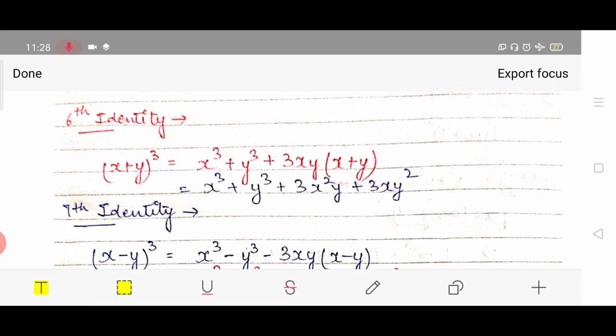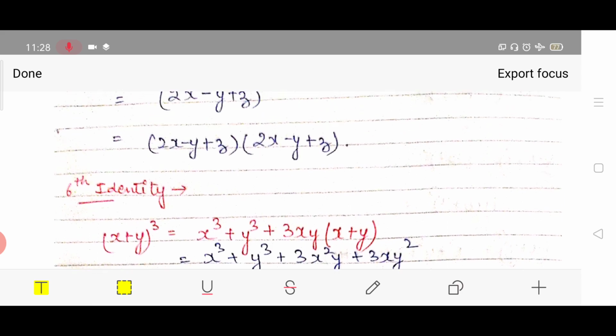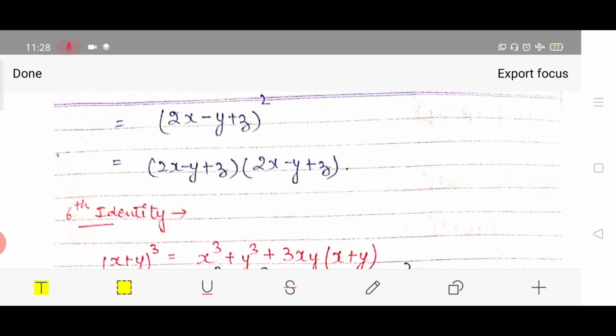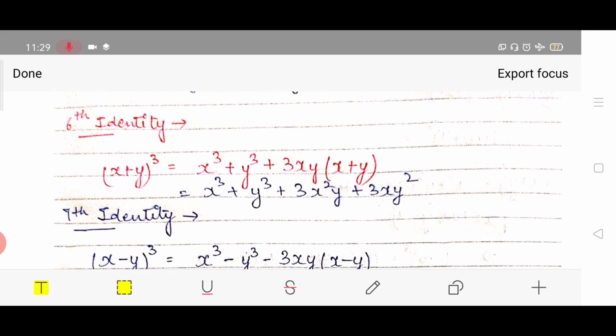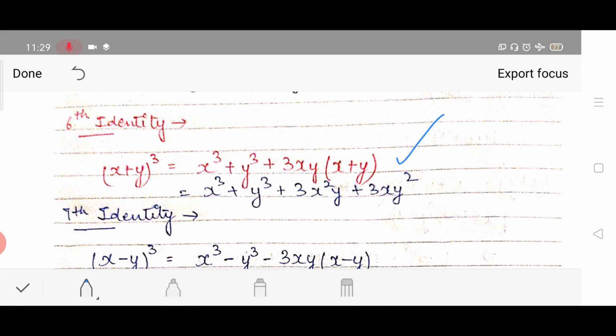Now moving on to identity 6. Identity 6 is (x + y) whole cube. Till now we have studied square identities. Now it is a cubic identity, that is (x + y)³ = x³ + y³ + 3xy(x + y). These both identities are very, very important. You should also learn these identities.